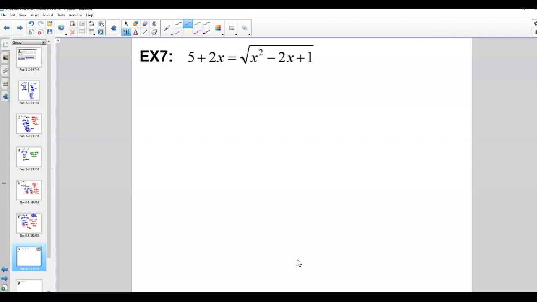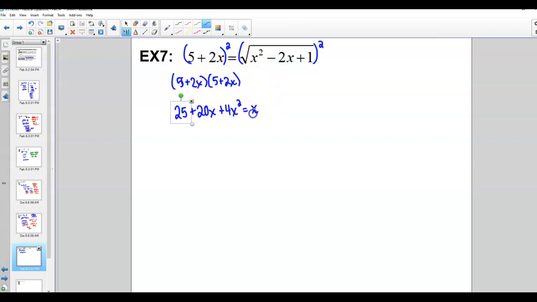Okay, here is another problem that is very similar to what we just did. So we're going to have to square both sides. When we square this side, remember this is not 25 plus 4x squared. This is 5 plus 2x times 5 plus 2x. I would prefer that you didn't write it, that you just did 25 plus 20x plus 4x squared. Just did that part in your head, but if you need to, write it out. And that's going to equal x squared minus 2x plus 1.